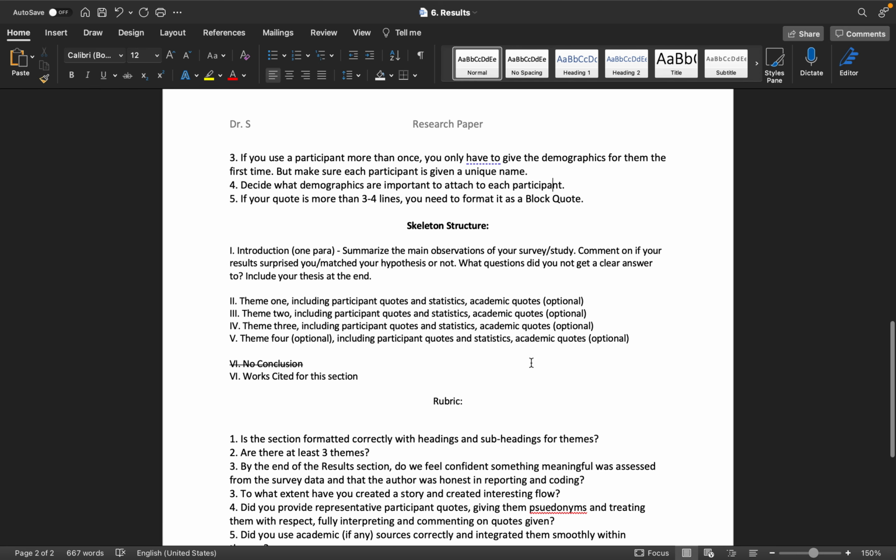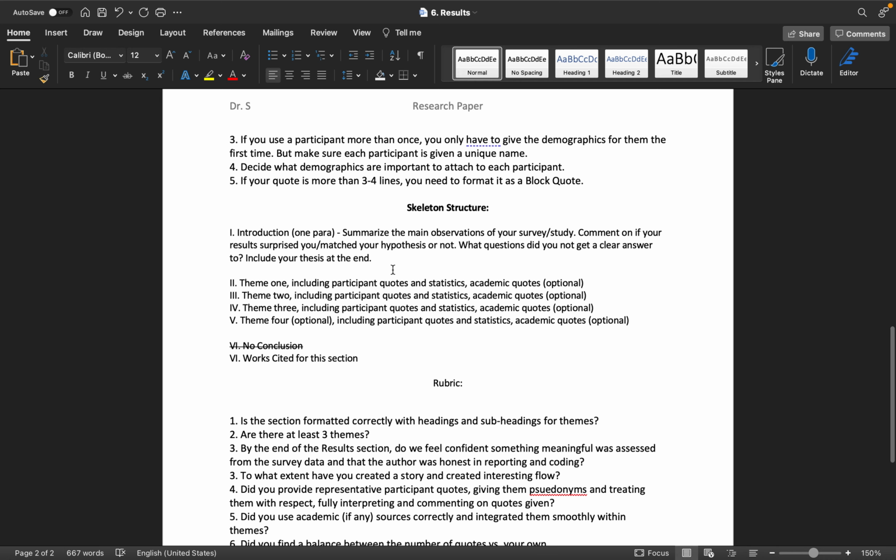So that is that. So here's the structure. If you want to create an outline first, I would recommend it, because then you feel like you have done a lot of the work, and you just have to fill in information. So it's going to have an introduction with a thesis. Your introduction is 1 paragraph.